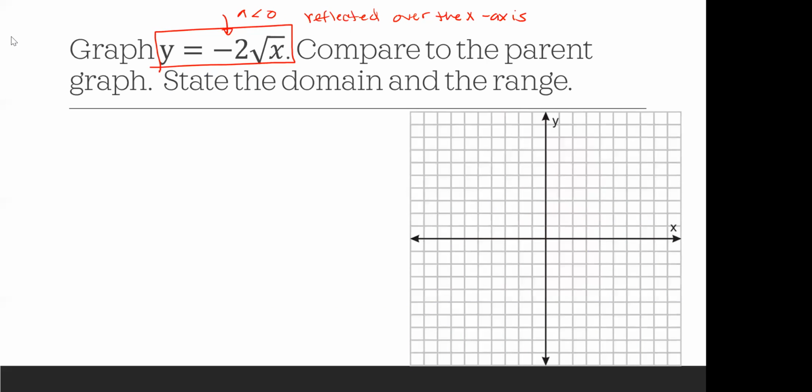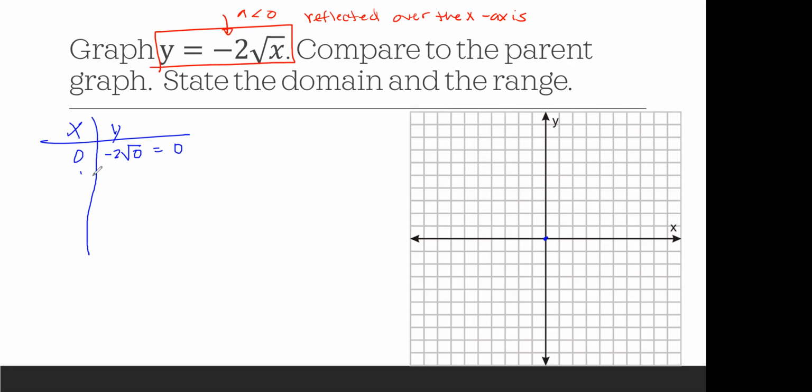So I'm going to still make a table. I'm going to plug in some values for x and see what I get for y. So I'm going to start with 0, because remember, x has to be greater than or equal to 0. Okay? So here we've got 0. I'm going to plug in 0 for x. So -2 times the square root of 0 is 0, right? Square root of 0 is 0. Okay, so that's my origin. When x is 0, y is 0.